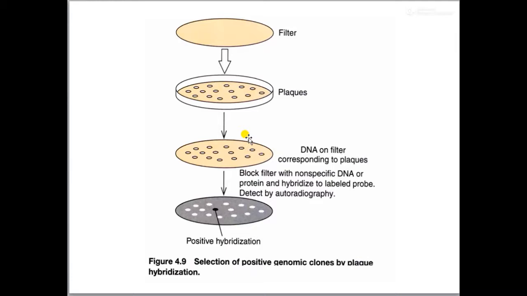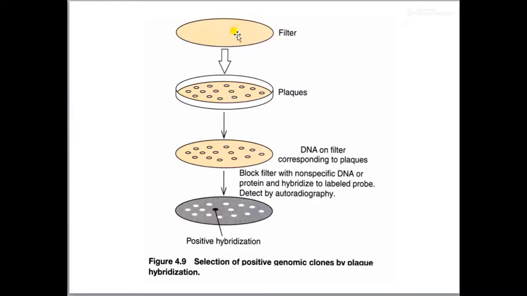So when you're using some viral vectors, sometimes after the process of transduction, plaques will be formed on the agar plate. To identify those plaques which have your gene of interest, you can use plaque hybridization, similar to colony hybridization. Just a small overview is being given here.